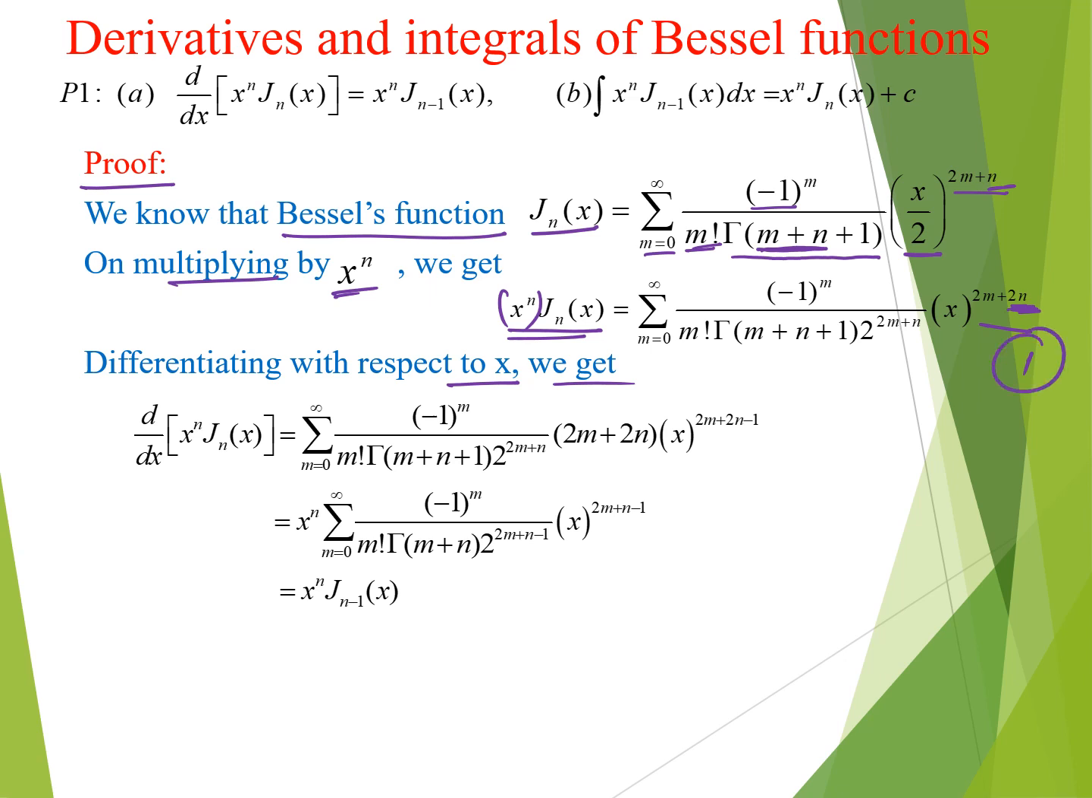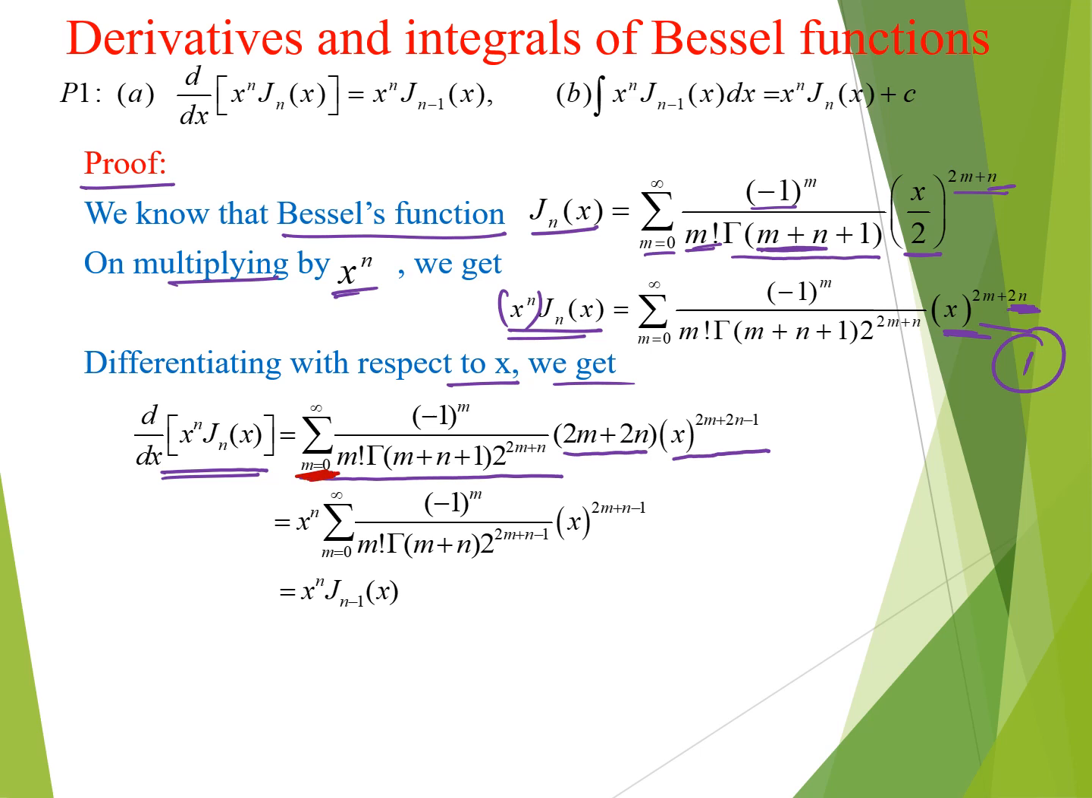we get d by dx of x to the power n Jn x. The left side is as according to the proof. For the right side portion, we differentiate with respect to x, so this term is constant. Now the derivative of this x is (2m plus 2n) x to the power 2m plus 2n minus 1. Now, because this is a summation, we are expanding by summation for m.